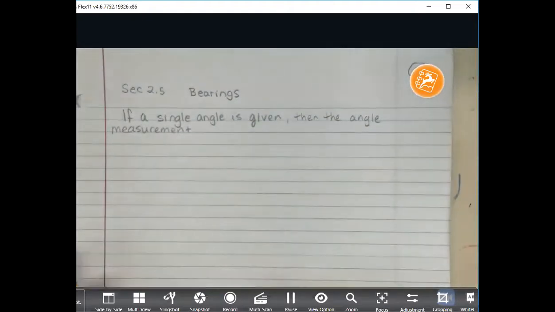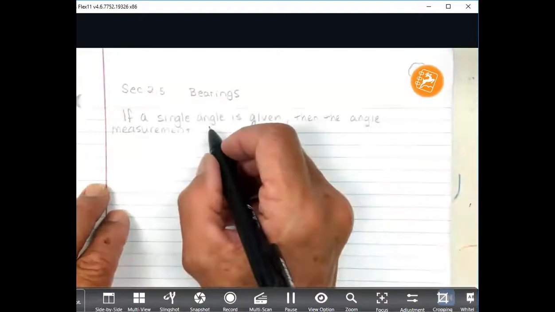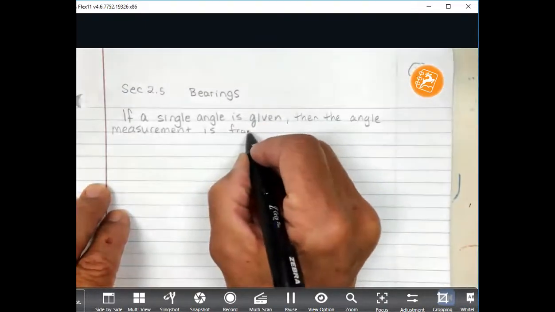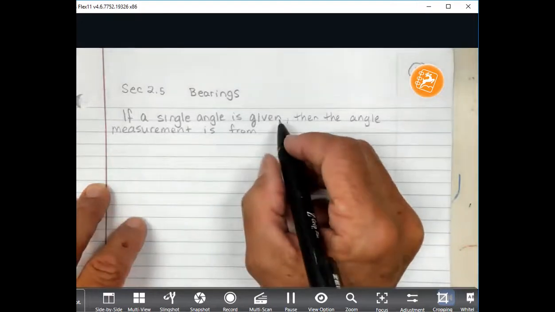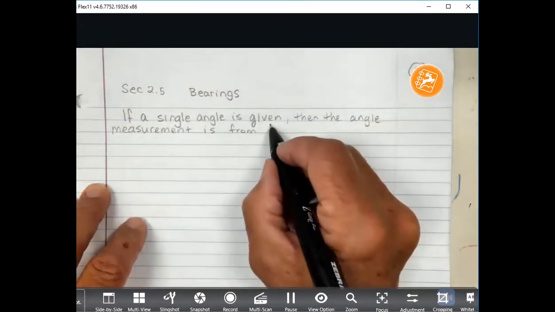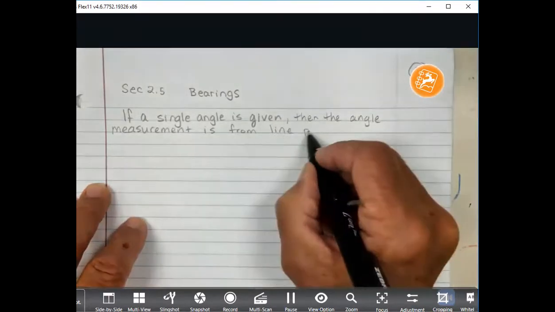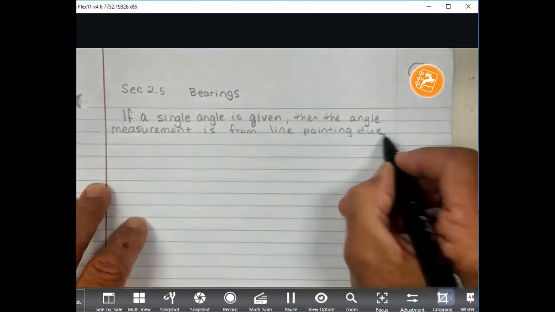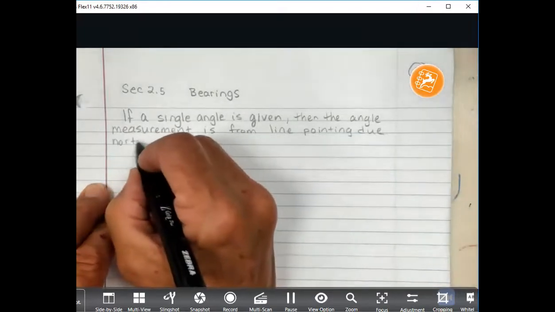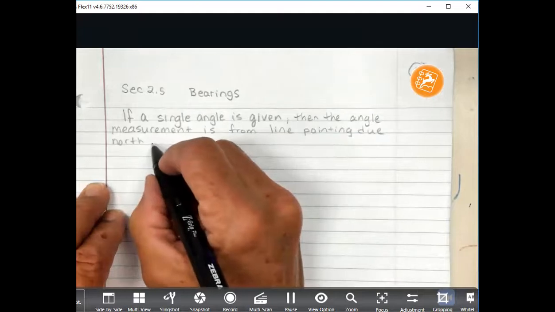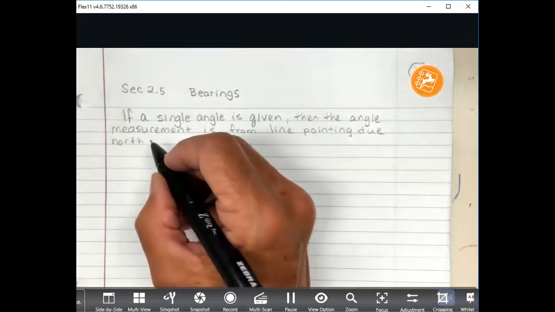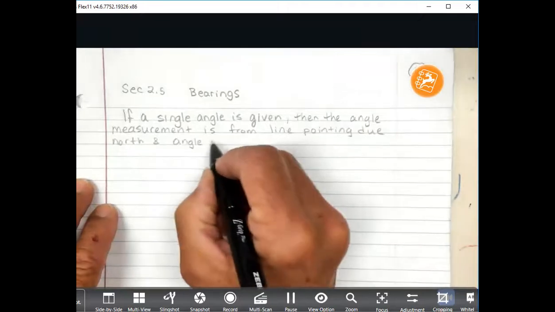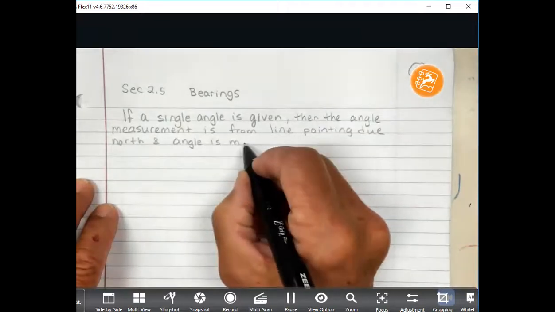is, then the angle measurement is from a line pointing due north and the angle is measured in a clockwise direction from that due north line.